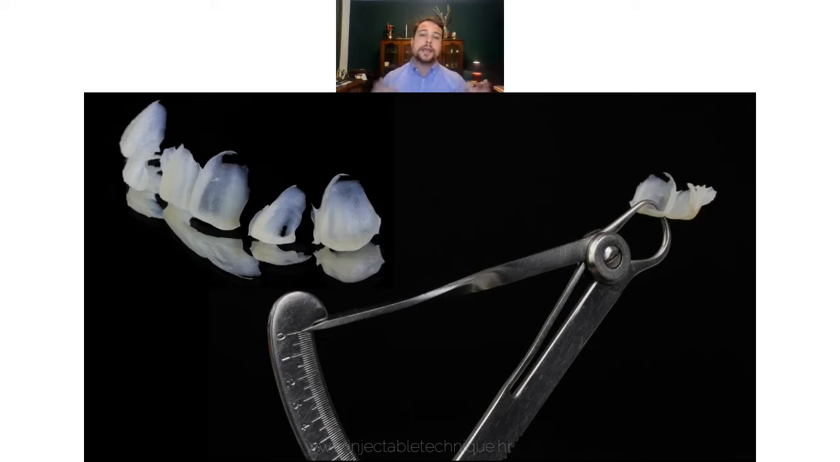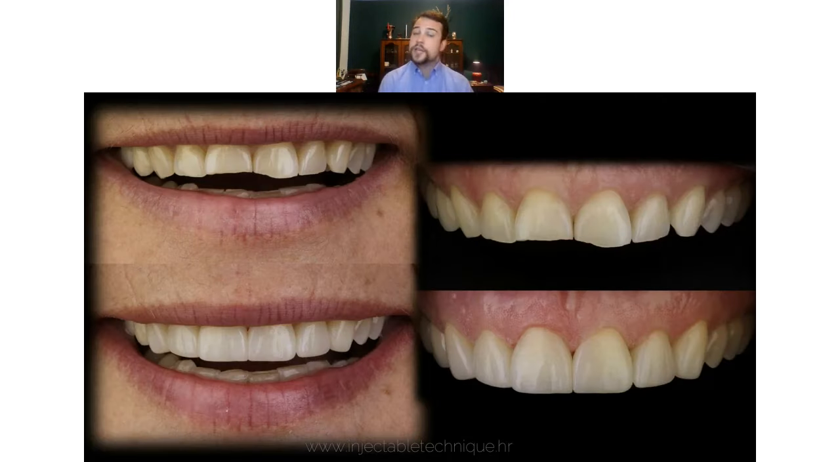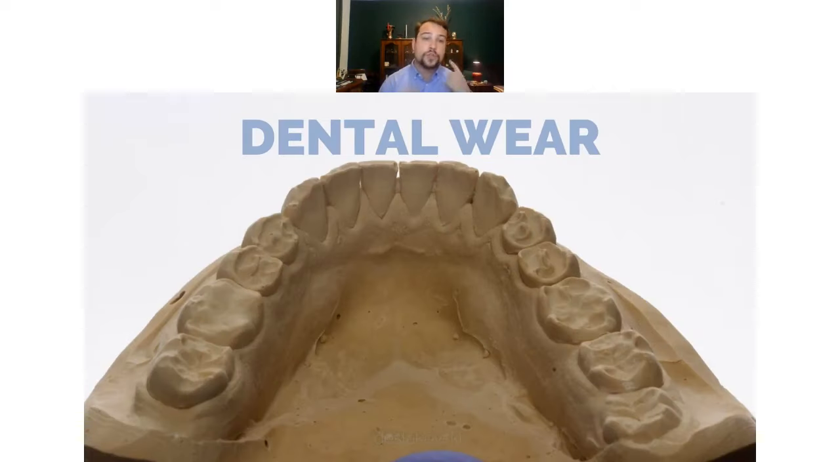Okay. And can we treat dental wear? Yes, of course. Sometimes we're treating one jaw, sometimes we're treating a few teeth, sometimes we're doing full mouth rehab. So what about the wear? We can treat also distal teeth, like in this case.